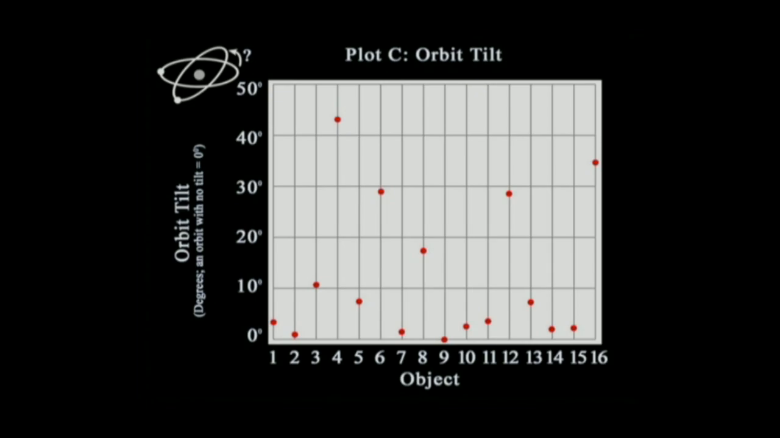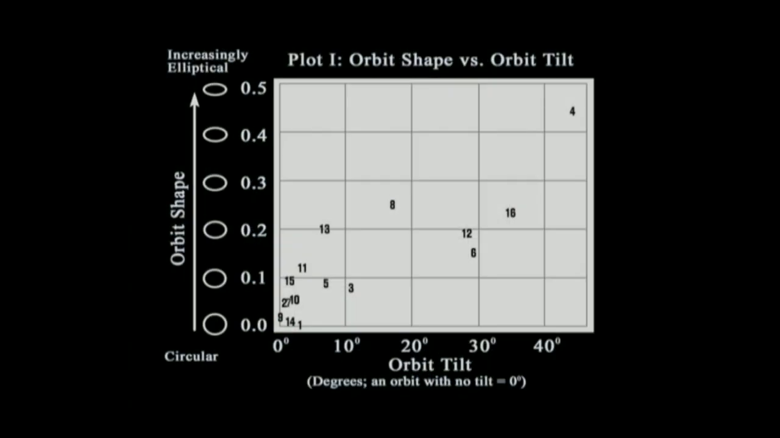That suggests that the characteristics of orbit shape and orbit tilt might be correlated. So what you can do then is plot orbit shape versus orbit tilt. And indeed, you do find a rough trend. The objects that have a more elliptical shape in their orbit tend to have more tilted orbits. Conversely, those with more circular orbits, those lower on the plot, will tend to be less tilted. It's a rough linear correlation between orbit shape and orbit tilt.